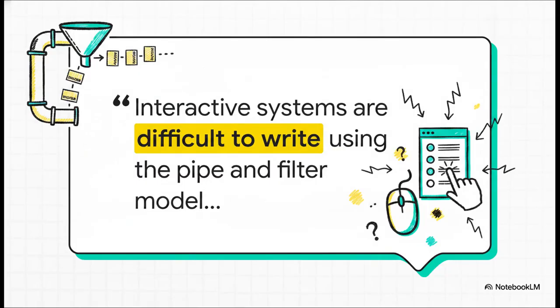Now, while this is fantastic for batch processing, like those weekly invoices, this pattern has a severe limitation. As the textbook states, interactive systems are very difficult to write using the pipe and filter model. Because graphical user interfaces rely on unpredictable events like random mouse clicks or menu selections occurring at any given time, it is just terrible for highly interactive applications. You simply cannot force a user's random, unpredictable clicks into a rigid, sequential data stream.